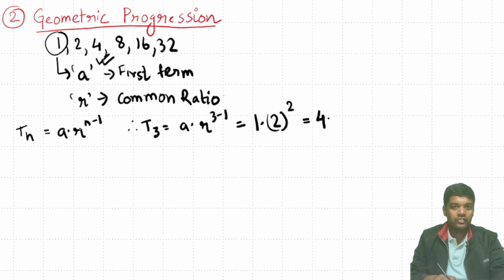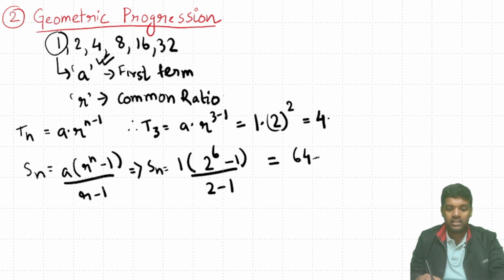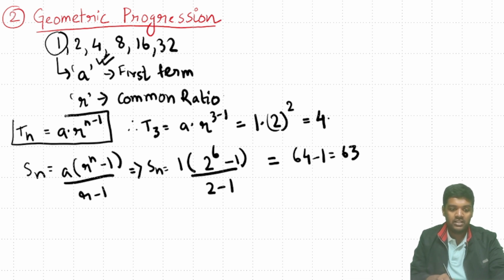Right. Now, what if I want to find the sum of the n terms? Sn equals A into (R to the power n minus 1) divided by (R minus 1). So in this case, Sn will be 1 into (2 to the power 6, since the total is 6 terms, minus 1) divided by (2 minus 1). 2 to the power 6 is 64, 64 minus 1 is 63. If you add these 6 terms, you will get 63. So these two are very important formulas for geometric progression. You should remember them.